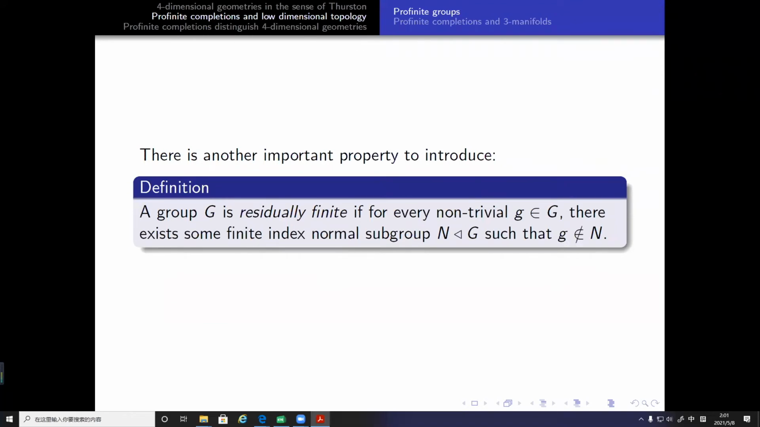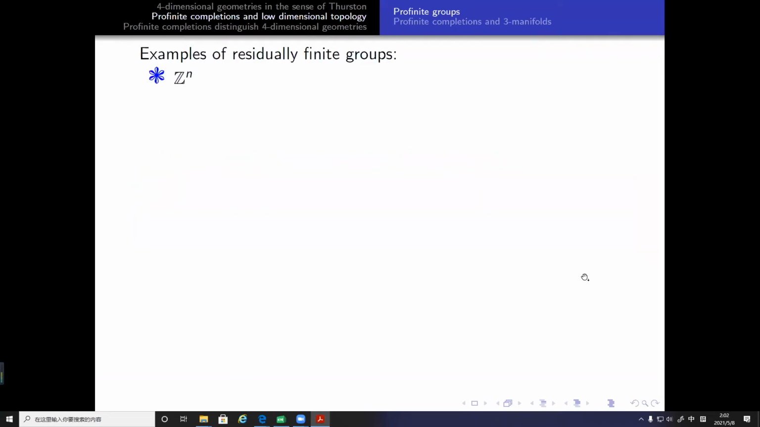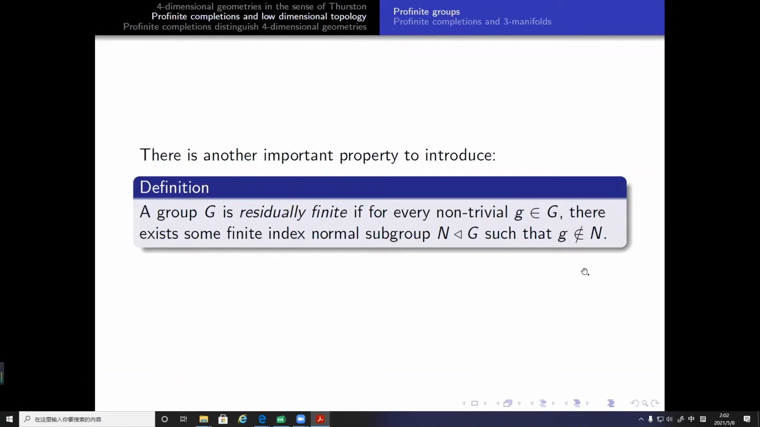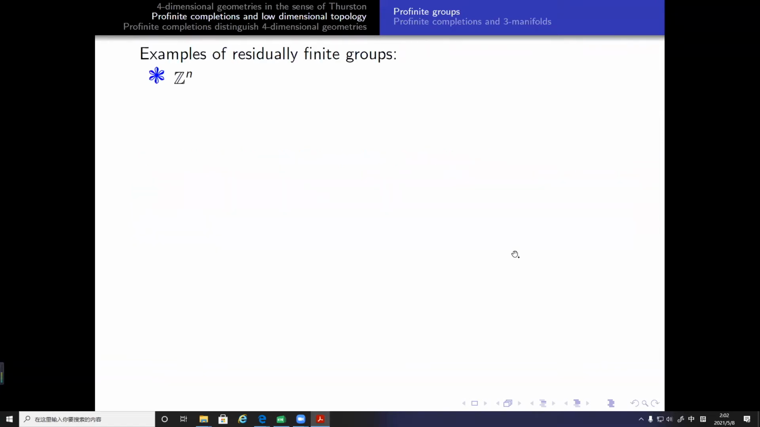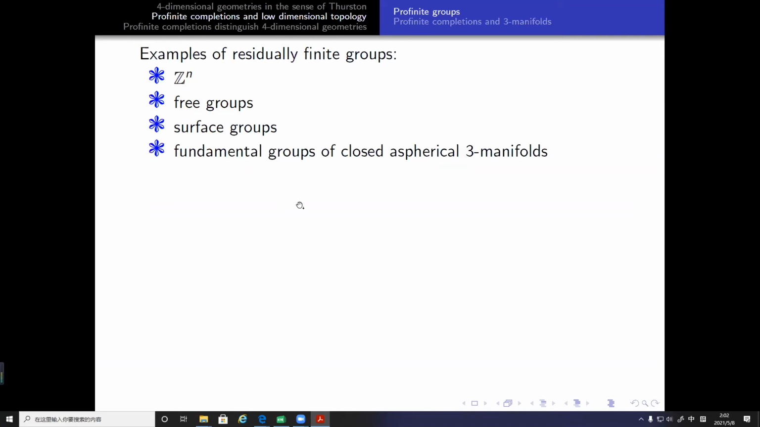A group G is residually finite if for every non-trivial element g in this group, there is some finite index normal subgroup N such that g is not in this finite index normal subgroup. This is important for the profinite completion of a group. For example, free groups are residually finite, surface groups are residually finite, and the fundamental group of a closed spherical manifold is also residually finite. This fact depends on Perelman's solution of the geometrization of manifolds.